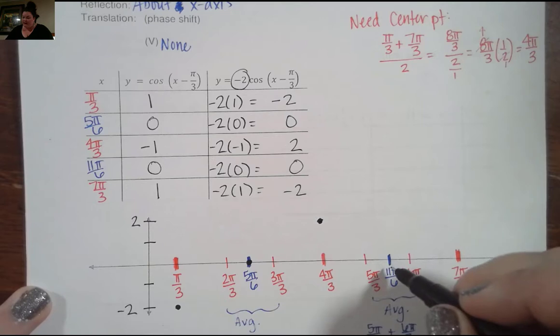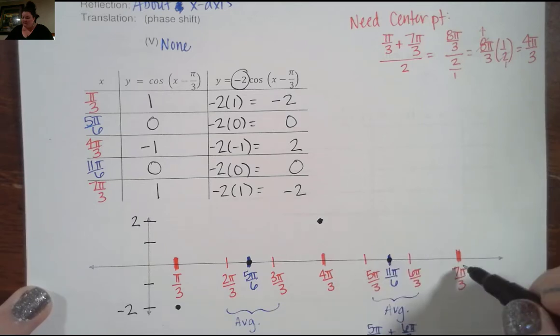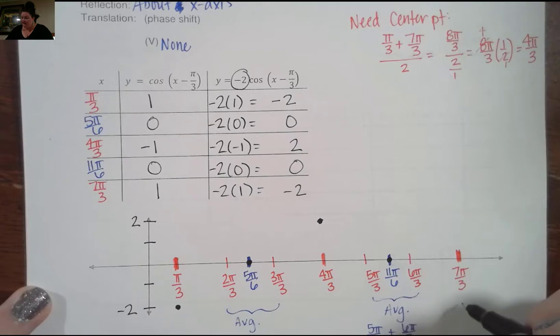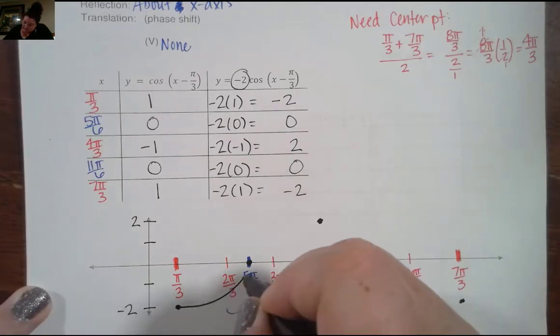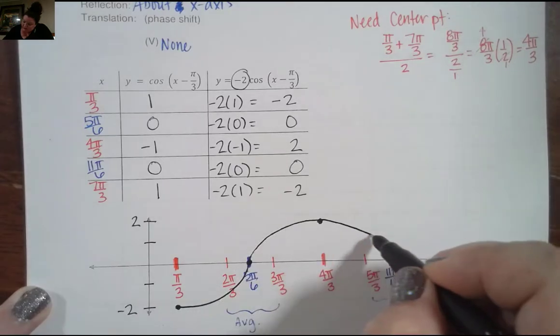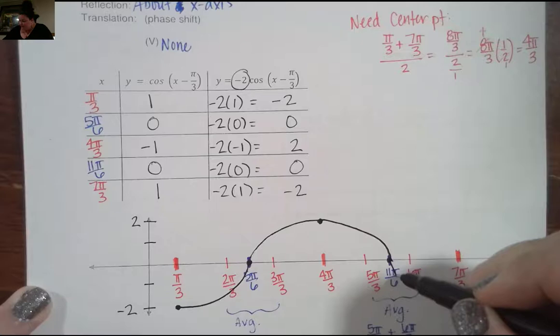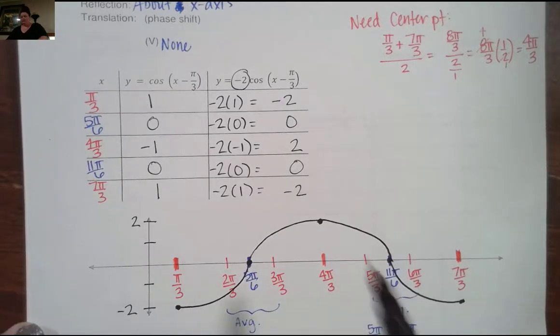At 11 pi over 6 we're back down at 0. And at 7 pi over 3 we end back at -2. Okay, so let's go ahead and connect our dots as best we can. Remember, trying to create semicircles is the best way to get a good picture. Mine looks a little wonky on this top one. Hopefully yours turned out better.